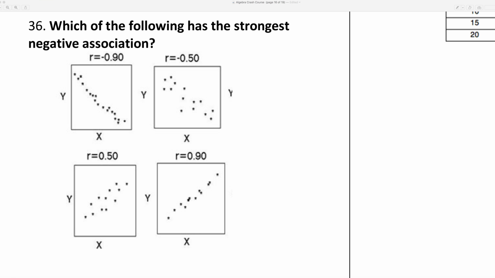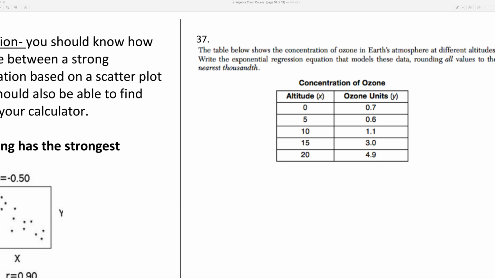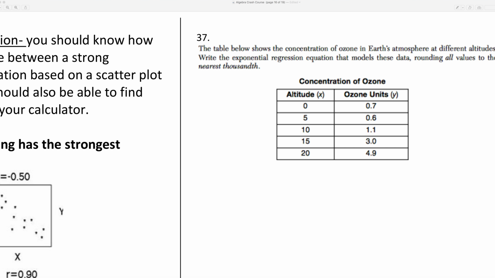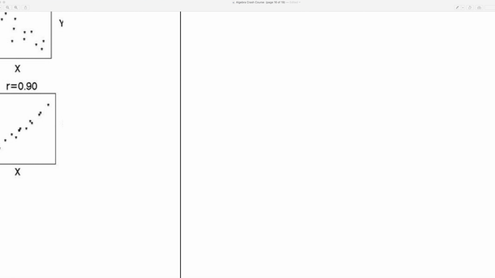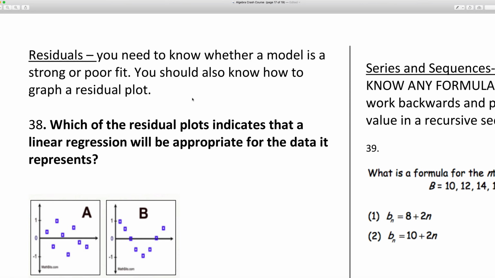Obviously that wouldn't be good. But this one you have to do on L1 and L2 on the calculator, and then you need an EXP reg. I don't have that in front of me, but you should know how to do that. And I consider that close to 3 points.